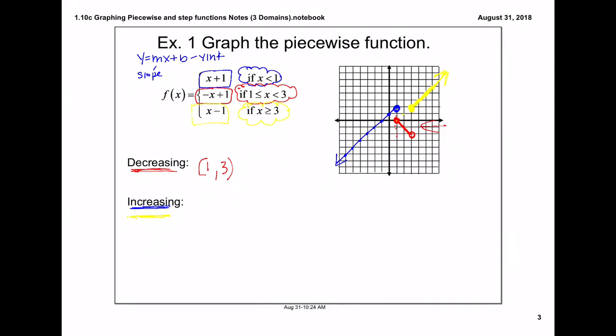So we can say from negative infinity to, but not including where x equals 1, or our yellow function, I'm going to write it in blue so you can see it, from positive 3, including 3, to positive infinity.